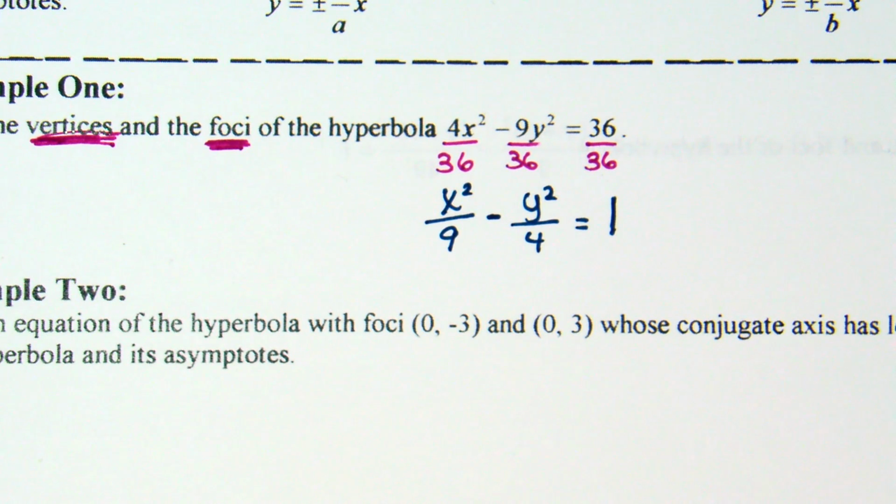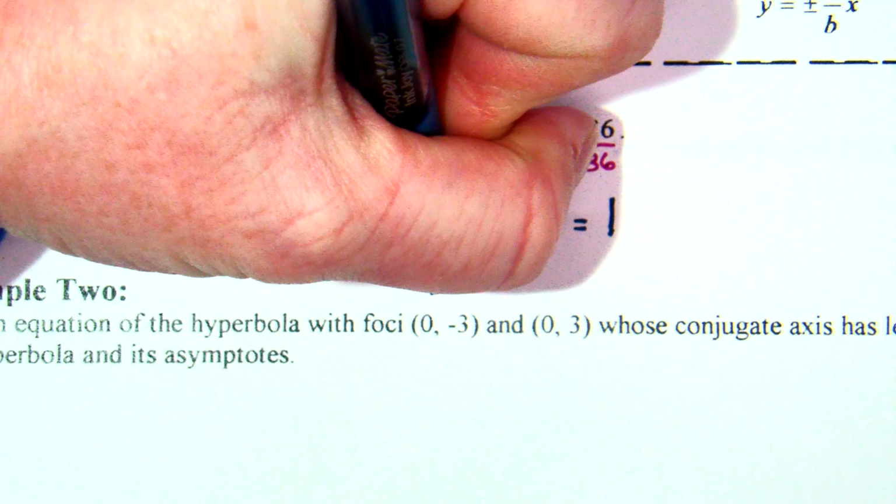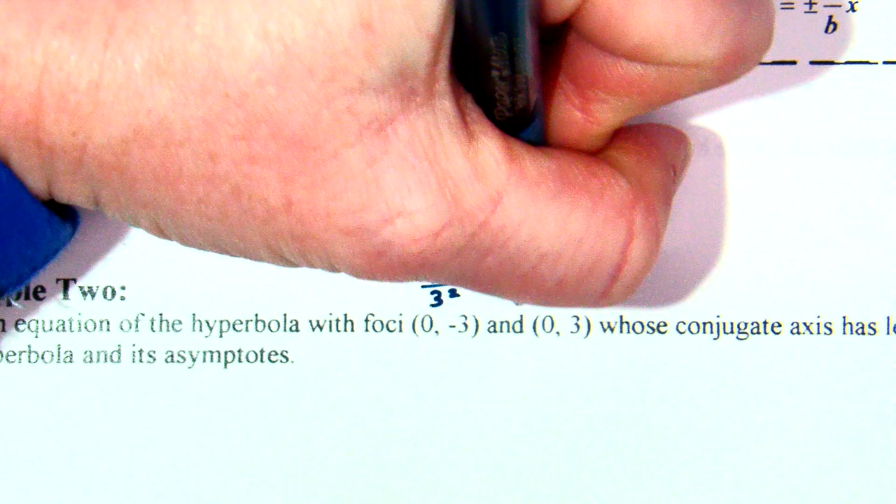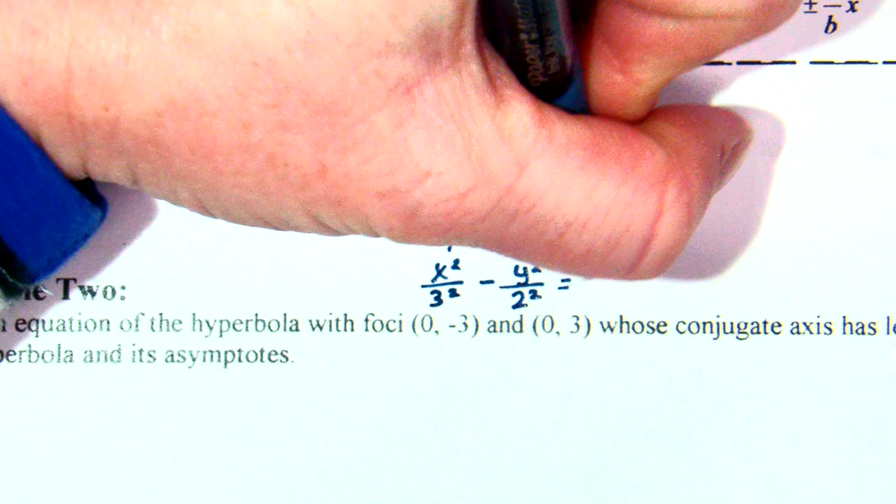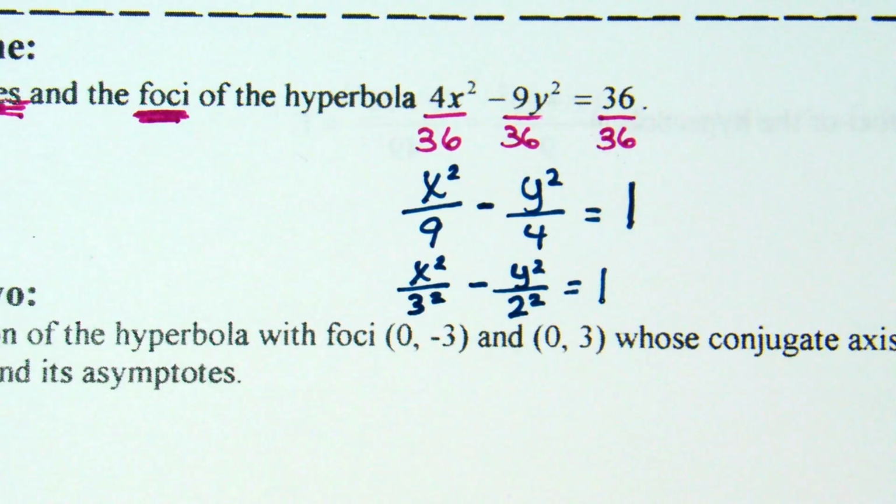There are options here if you want to try and go crazy on me. What I was saying is, instead of writing x squared over 9, what's the other way I can write this? X squared over 3 squared minus y squared over 2 squared equals 1. And again, I'm not sure you really need that this time because I think you know how to find a and b better by now.